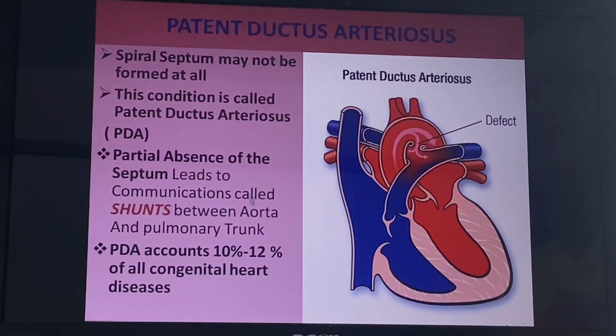Now coming to this condition, that is patent ductus arteriosus, the spiral septum may not be formed at all. So that leads to the condition that is patent ductus arteriosus. So the partial absence of the septum leads to communications called shunts between the aorta and pulmonary trunk. You can see here. The communication is there when the spiral septum is not completely dividing the truncus arteriosus into two portions. So that leads to the condition PDA, patent ductus arteriosus, which constitutes about 10 to 12% of all the congenital heart diseases.